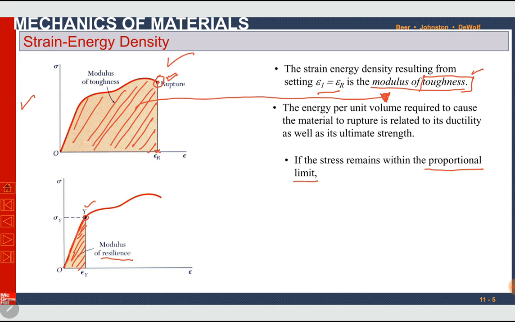Okay, how can we find resilience? Mathematically, we can derive an expression for modulus of resilience as well. Before this, if you want to find modulus of toughness, you have to find the area under this curve. Since this is not a known area, we have to integrate it into small parts and then we can calculate this area. But it is very easy to find this area for modulus of resilience. It is a triangle, so it is easy to find the area of a triangle.